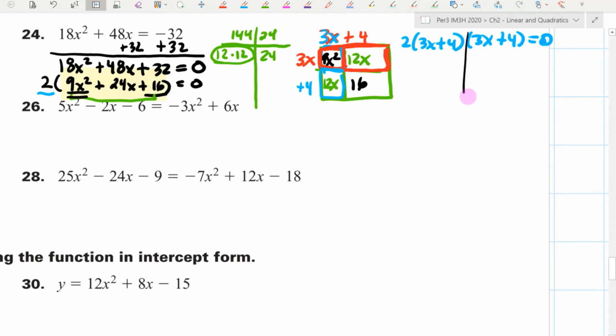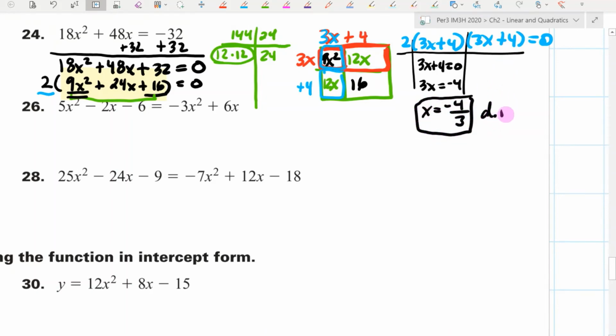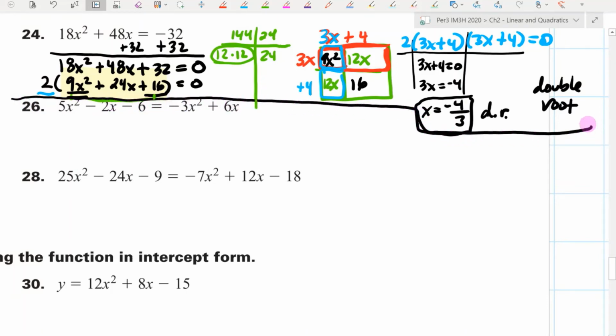We set them equal to 0. You can't set 2 equal to 0 because it's not a variable, and 2 does not equal 0. So 3x plus 4 is equal to 0. Subtract 4 from both sides, and divide both sides by 3. Now the other answer is going to come out exactly the same, so when that happens, you will write DR, which stands for double root, to show that you do have two answers. All of these have two answers. If they're the same answer, then you must put double root.